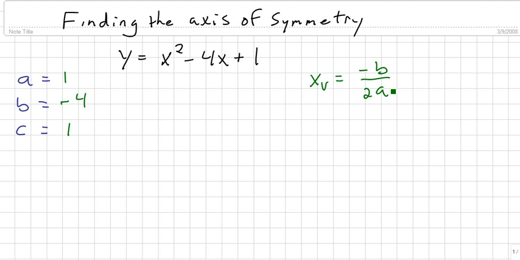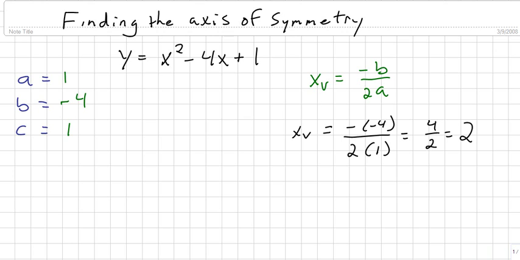So we take the values from our equation and substitute them in to find the x vertex, and that's simply negative negative 4 over 2 times 1, which gives us a positive 4 over 2, or a simple coordinate of 2. So the x coordinate of the vertex is 2.